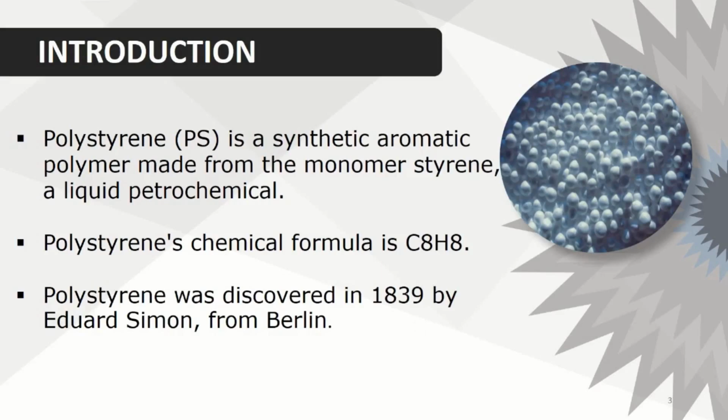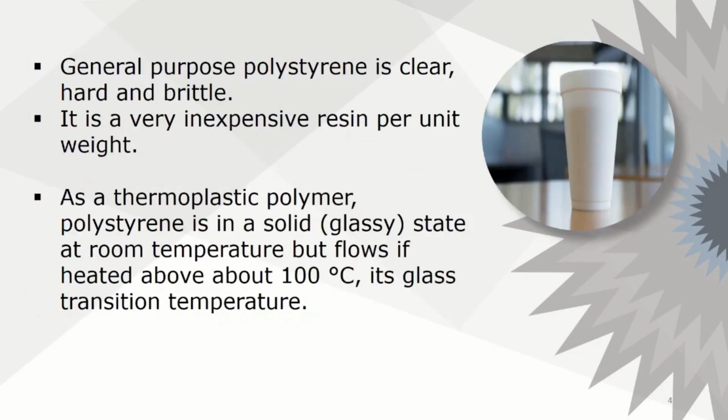Polystyrene is a synthetic aromatic polymer made from the monomer styrene, a liquid petrochemical. Polystyrene's chemical formula is C8H8. Polystyrene was discovered in 1839 by Eduard Simon from Berlin.